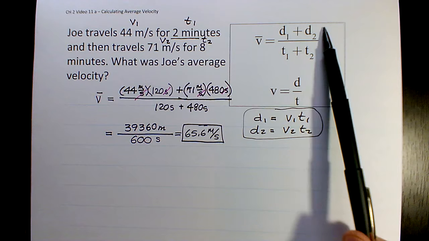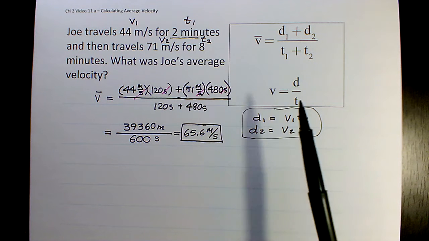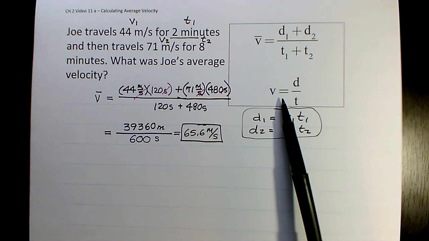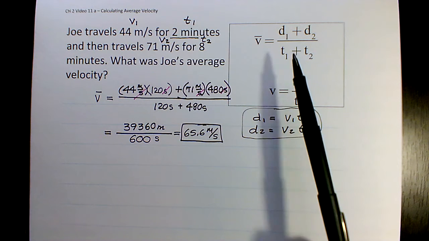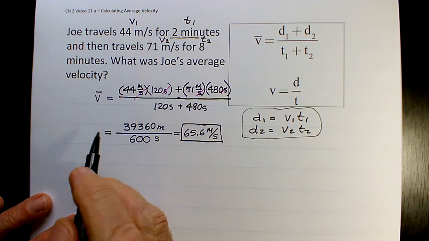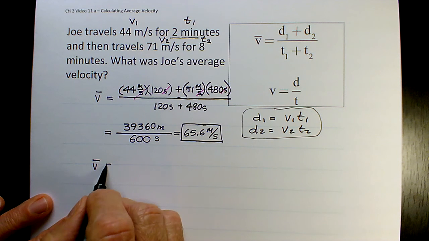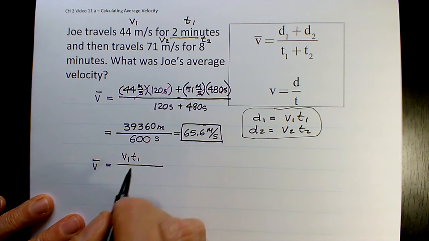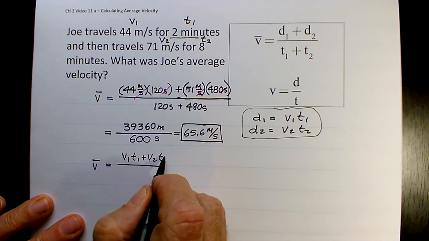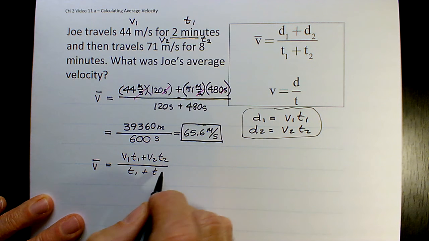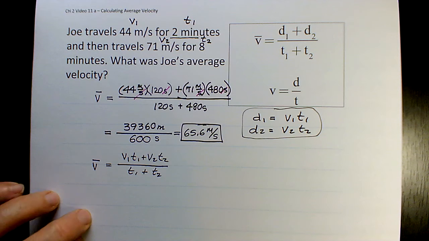And then I have a sort of an educational philosophy statement to make here, and that is, you have the basic definition of average velocity and the definition of velocity itself. And what I try to teach my students is to put these two together in the appropriate way, so that, for example, in this case, what we did was v1 t1 plus v2 t2 over t1 plus t2.